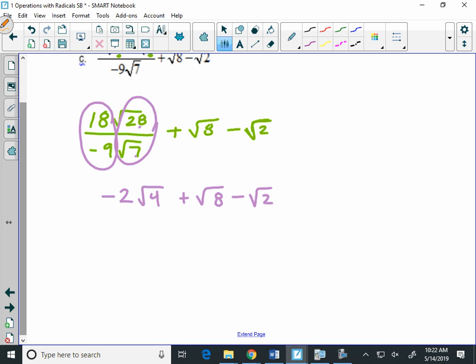We don't have any like terms, but when that happens, look and see if you can simplify your radicals. Can we simplify radical 4? Yeah, what do we know about radical 4? It's a perfect square. So that becomes negative 2 times, because again, we're multiplying 2 and the radical together. What's the square root of 4? 2. Plus, can we simplify radical 8? Yeah. What's the largest perfect square that can go into 8? 4. How many times? 2.